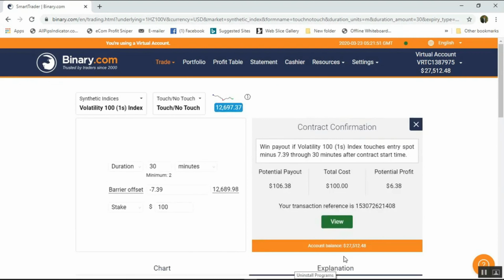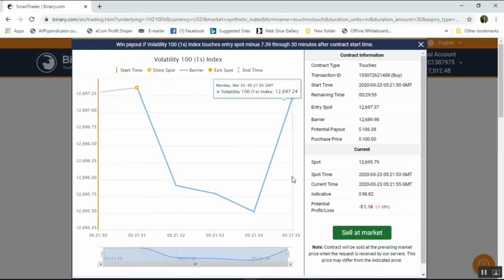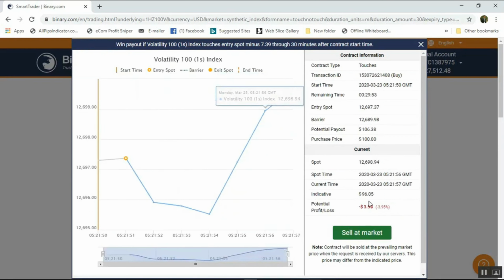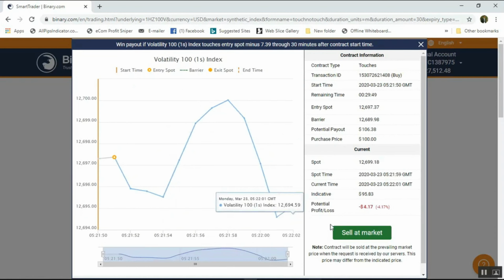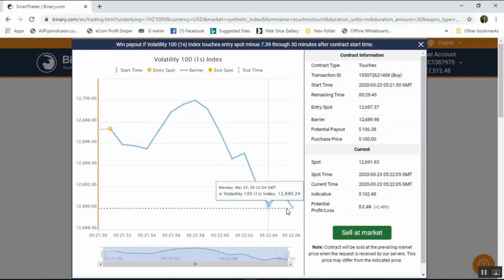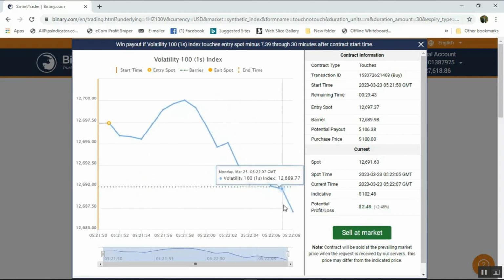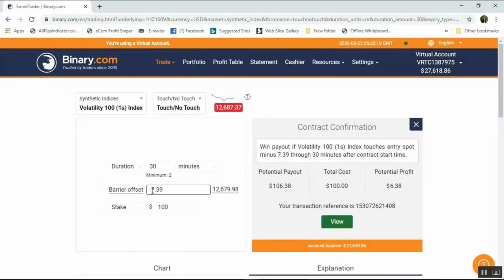For example, let's take a look. Purchase, a view. Now the market tends to come down. If it's above, I'm in loss. That is why I said minus is there. So if it is coming down, I'll be in profit until it touches the barrier offset. Boom, it touches the barrier offset, and I'm in profit already, $6. This is a sell. That is when you add minus to this word here.